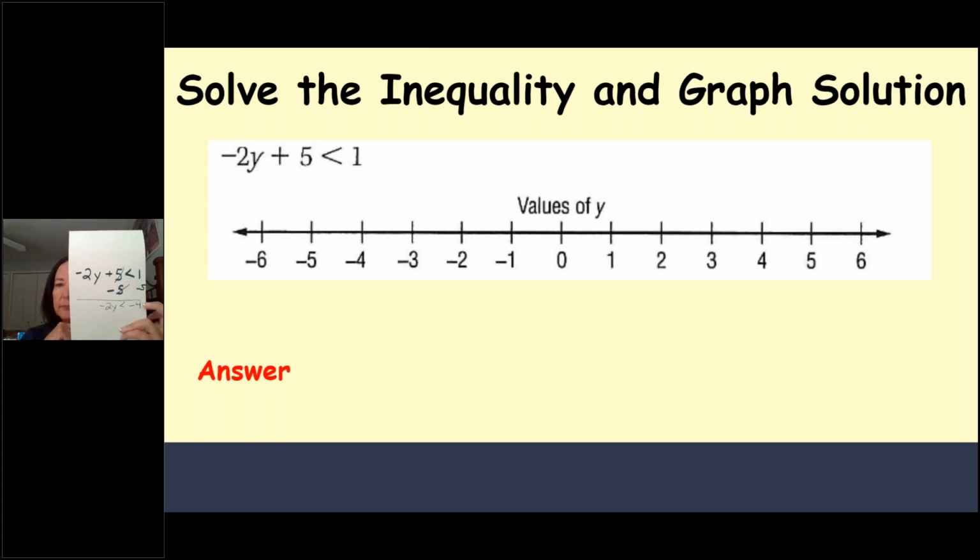Then you would have to divide -2y by -2, and you would get y by itself, and it would be y is less than -4 divided by -2, which is 2. So it would be y is less than 2.